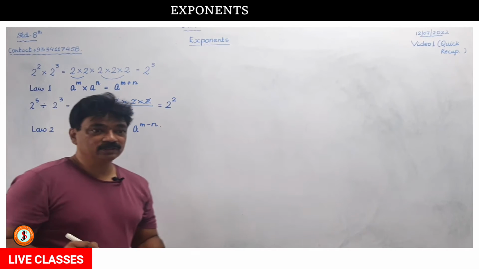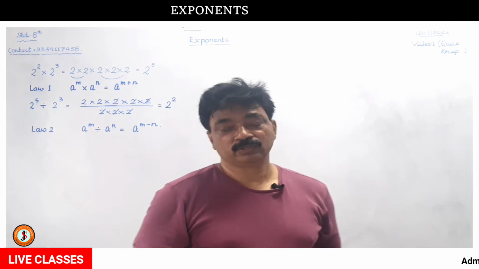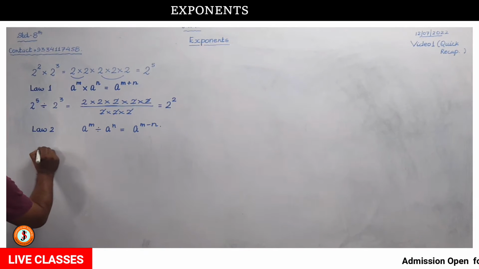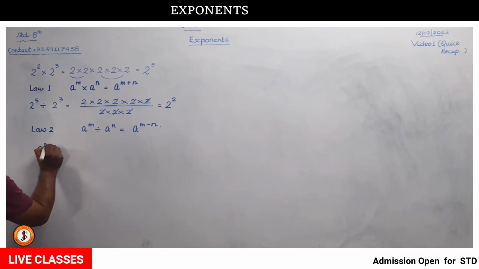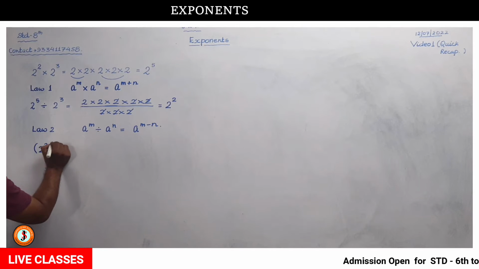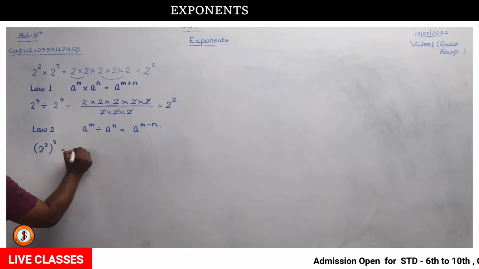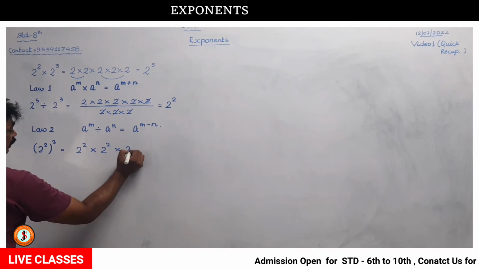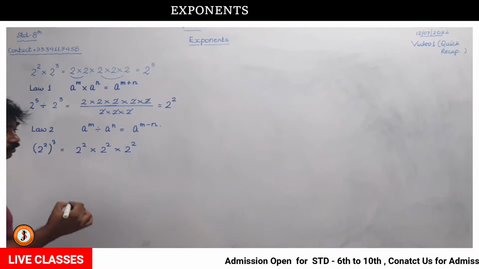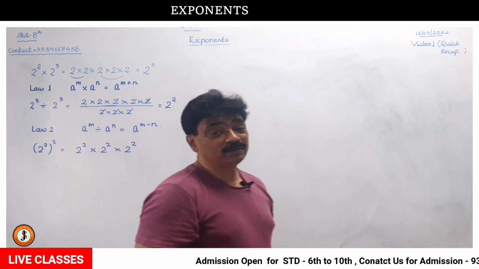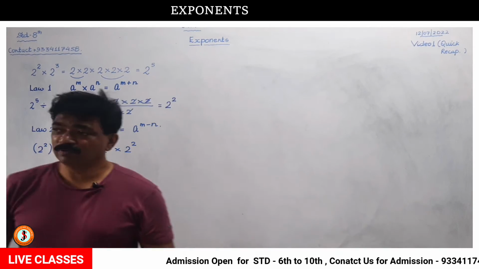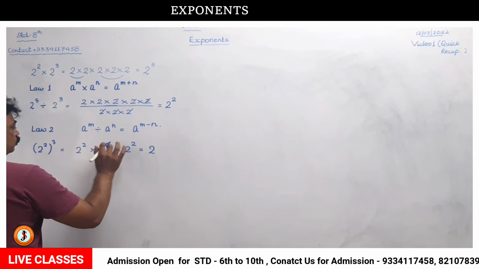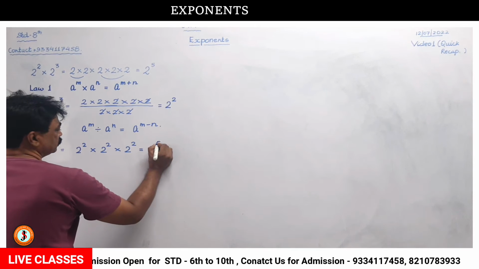Then what happens if there is a power of the power? Let us have a look and try to see that law. We can see over here 2 to the power 2, all to the power 3. Now what does this become? 2 square, 2 square and 2 square, 3 times, isn't it? Any base raised to a particular power means that base multiplied that many times. So what has happened over here? This is 2 to the power 2 times 3, that is 2 to the power 6.